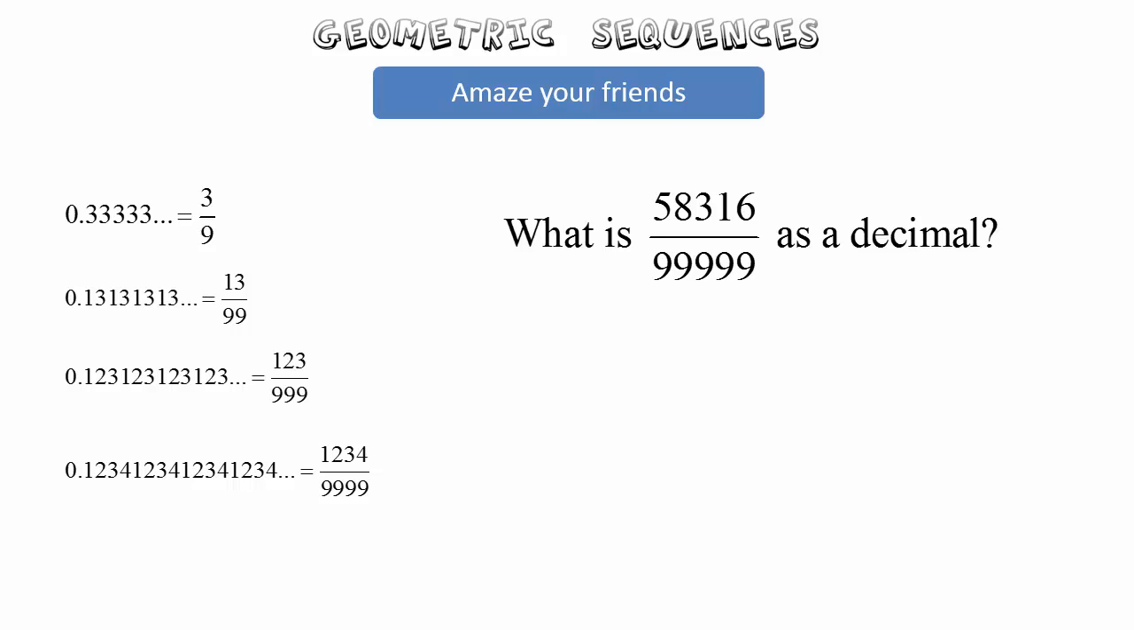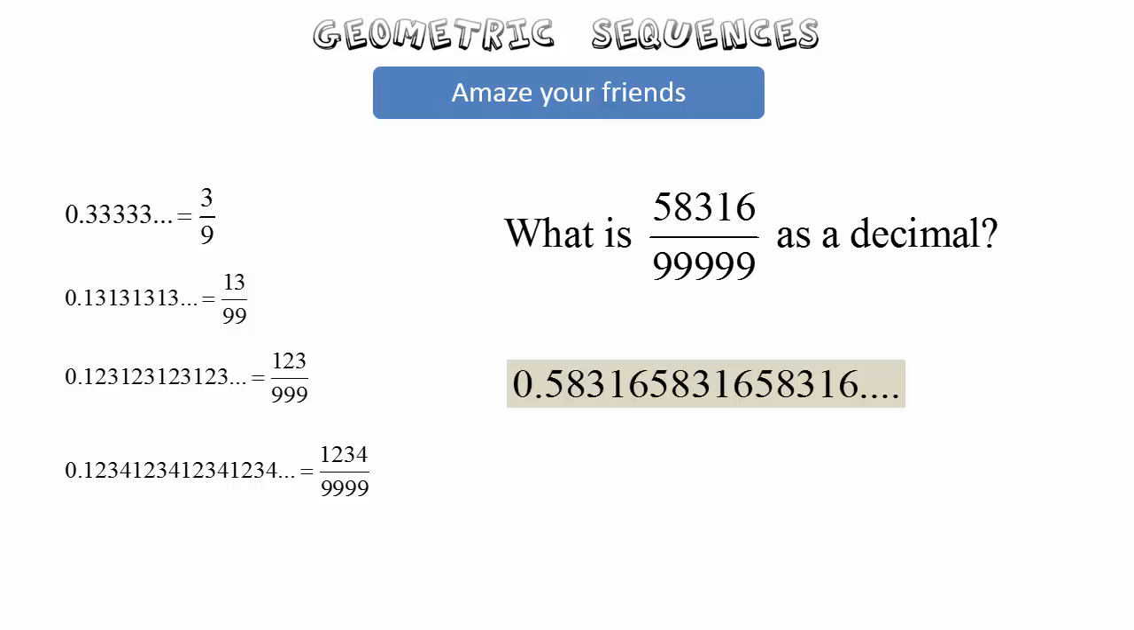Can you predict the answer to this one as a decimal? We can see that the answer will consist of the numerator repeating. And the numerator repeating becomes, as you can see there, 0.58316, and those 5 digits repeat to infinity.